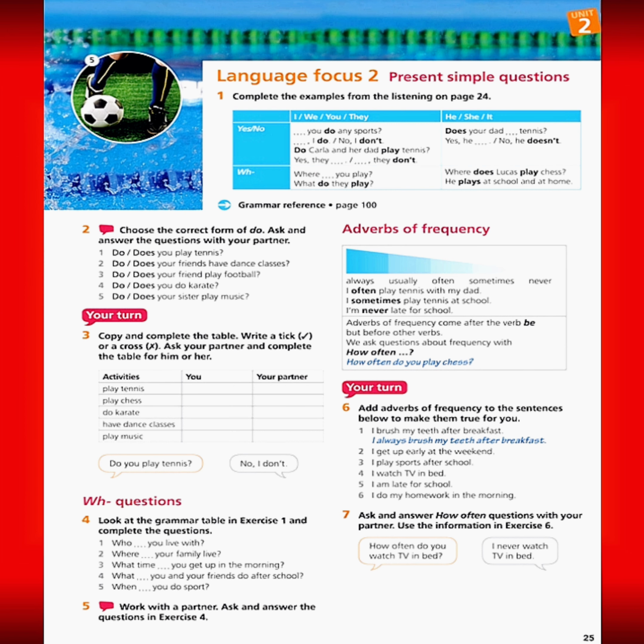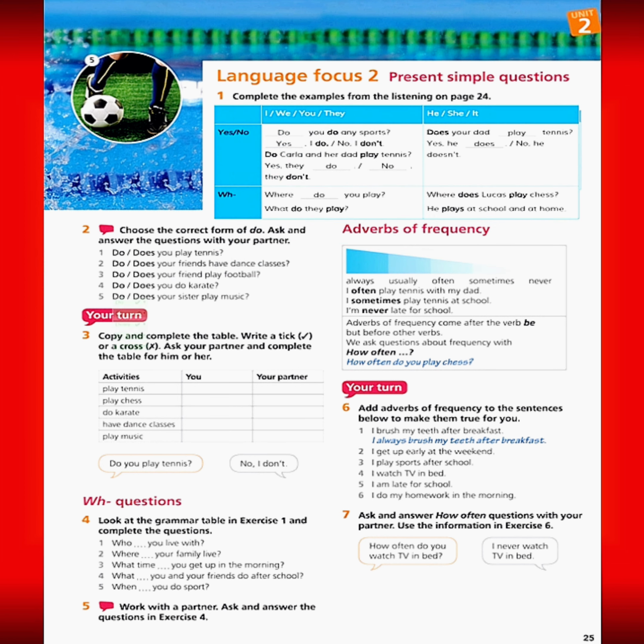Number 1. Do or does you play tennis? If you answer do, nicely done. Now go ahead and finish these questions, then resume for your corrections. Your turn. Section 3. Copy and complete the table in your notebooks. Write the tick or a cross. Ask your partner and complete the table for him or her.